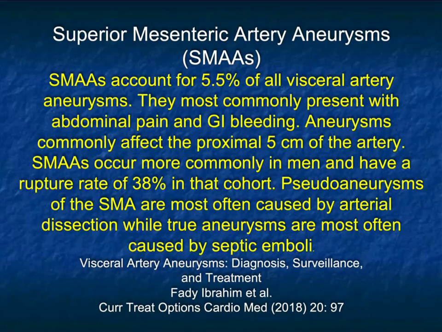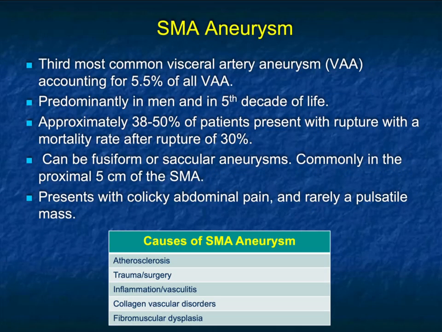Pseudoaneurysms are usually caused by dissection, while true aneurysms are often caused by septic emboli. Some of the things to think about: it's men, 5th decade of life, high mortality if not diagnosed, and patients present with abdominal pain, so it could be ischemia, it could be colitis, maybe an aortic aneurysm. So the clinical presentation may not be that specific.